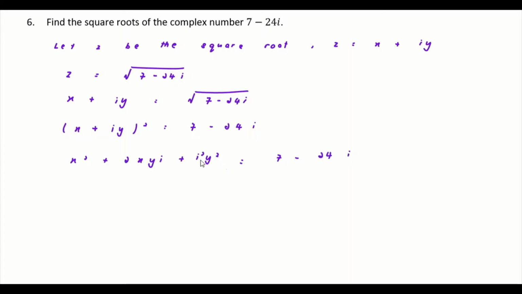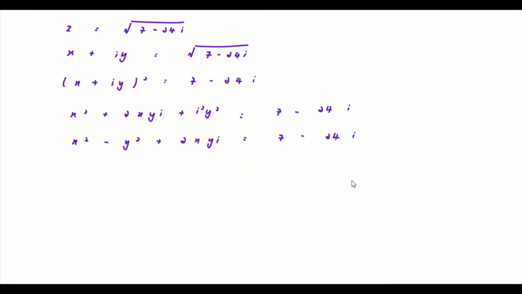So let us try to combine. i² gives you −1. So x² − y² + 2xyi is equal to 7 − 24i. By comparing the real part and the real part, then the imaginary part and the imaginary part, we should be able to get two equations. So x² − y² is equal to 7. Then the second one is 2xy should be equal to −24. By having this, I should be able to solve my equation.